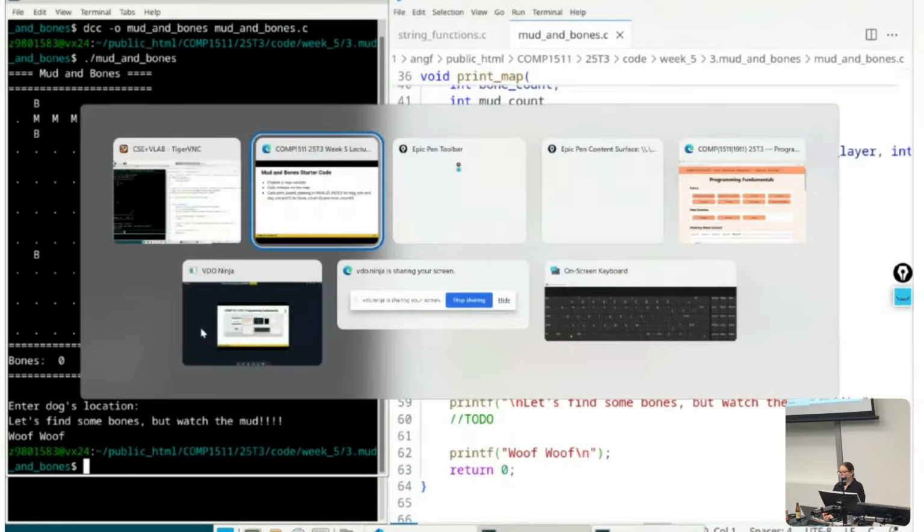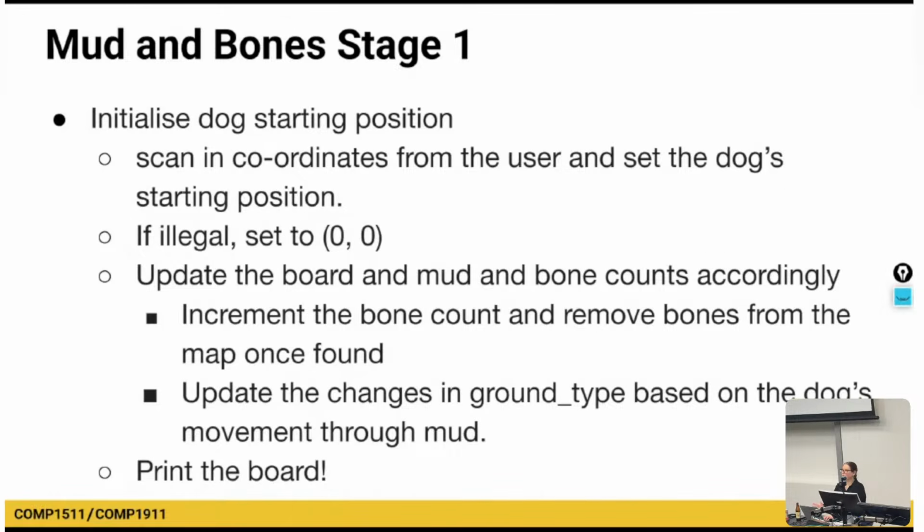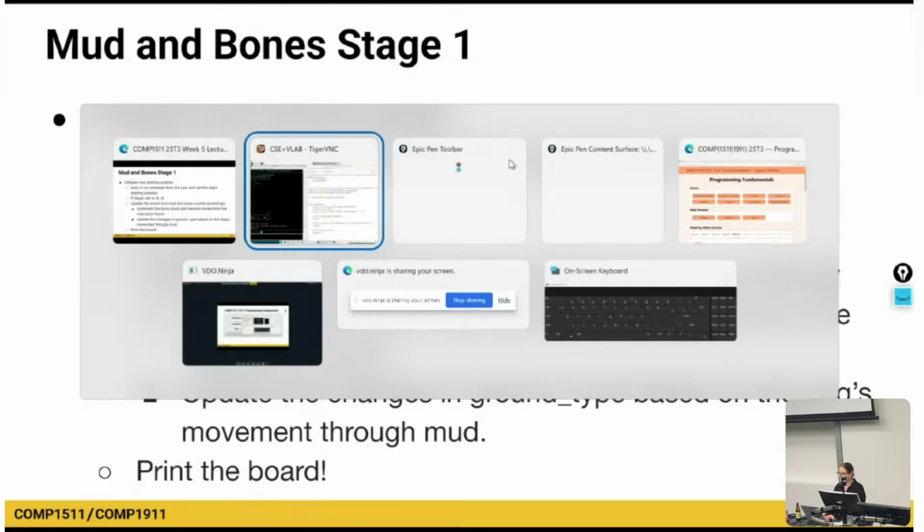So there's a few things that we need to do. I don't know how much time we'll have to do all of this, but the first step is we need to get the starting position for the dog. So we've got to scan in some coordinates from the user and set the dog's starting position. Now, I decided that if the user types in something illegal, we just stick the dog at position 0, 0. Okay, so that's what we've got to try and do. So let's just start with that.